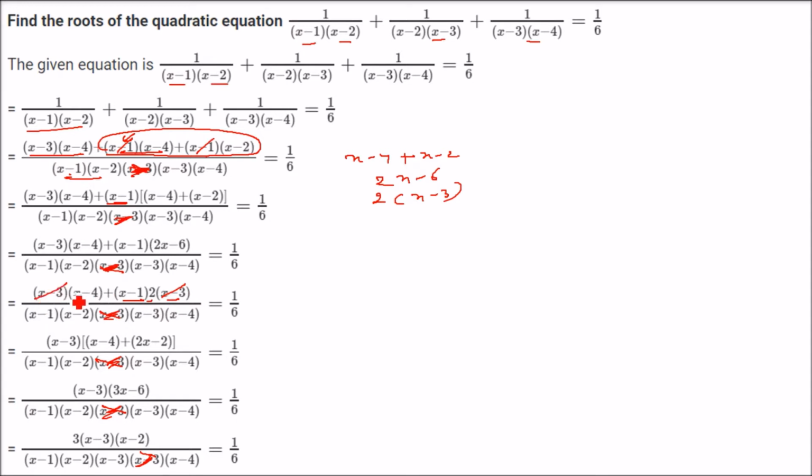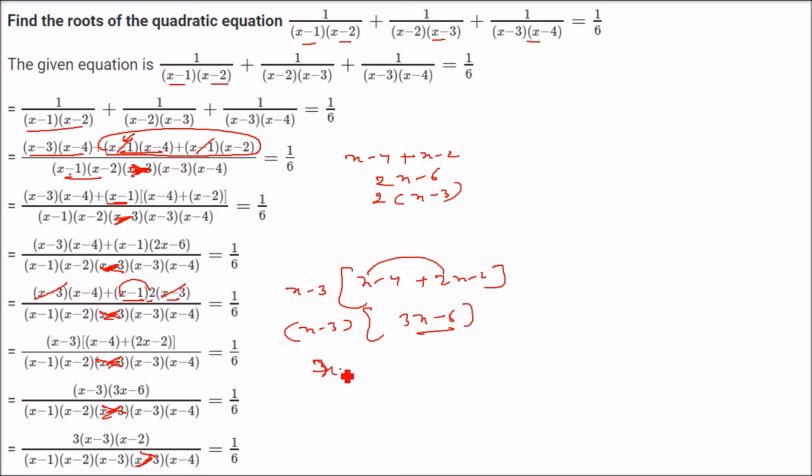From these two, take x minus 3 common. So if I take x minus 3 common from here, you get x minus 4 here and 2 into x minus 1, that is 2x minus 2. So what do you get? X minus 3, 2x plus x is 3x and minus 4 minus 2 is minus 6. You take 3 common from here. So x minus 3 common and x minus 1.